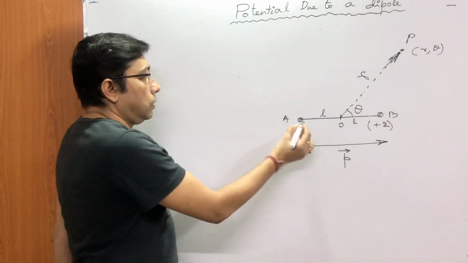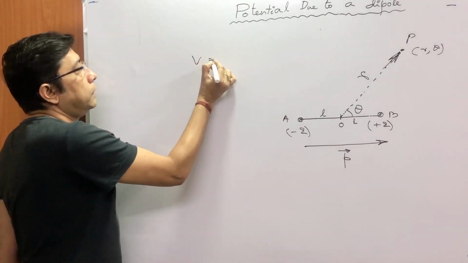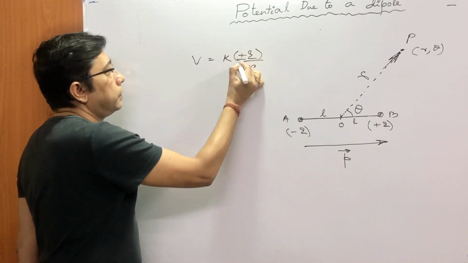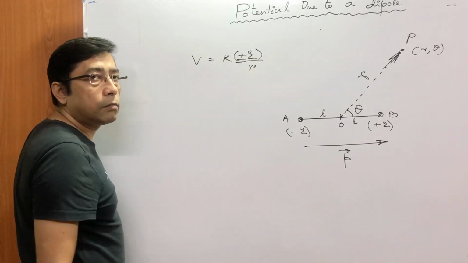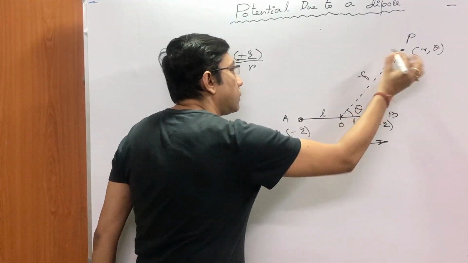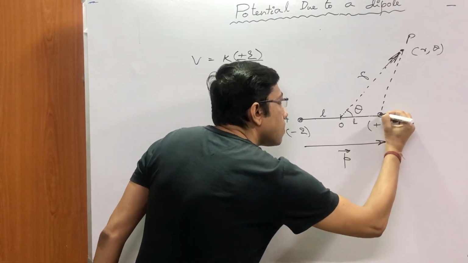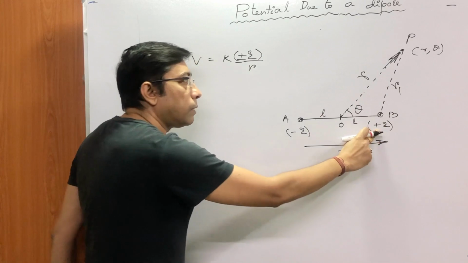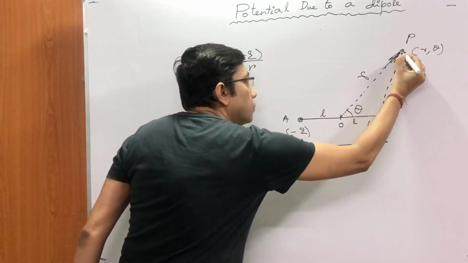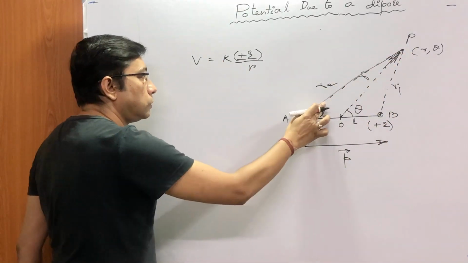Now, potential due to this minus charge or potential due to this plus charge would be given by V equals to KQ by R. Q for plus charge may be positive, for minus charge may be negative. But what is this R? R is the distance of the charge from that point. So for the plus charge, it would be R1, this distance. Similarly, for the minus charge, it would be R2 from this point to this charge.